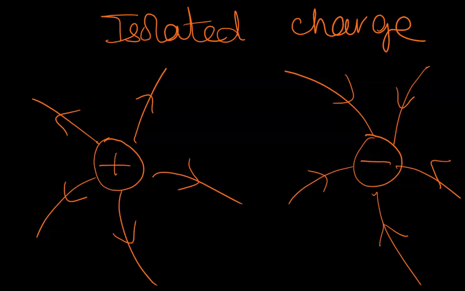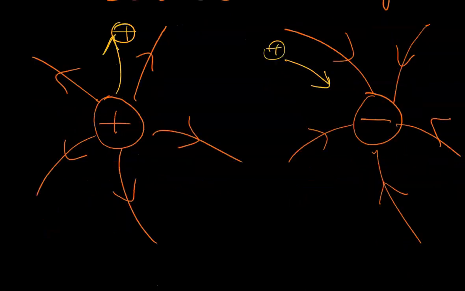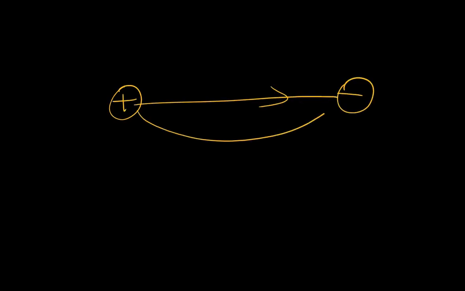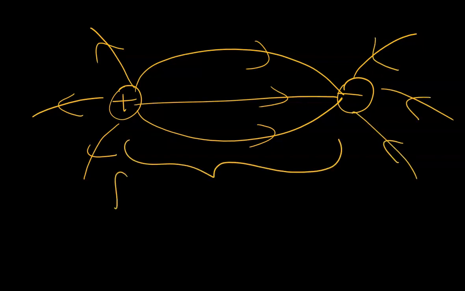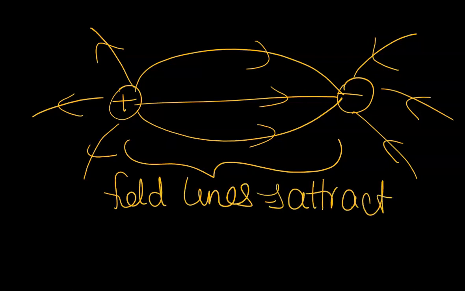Because like charges repel, if I had placed a test positive charge here, it would be pushed away because like charges repel. If I had put a positive charge here, it would have been attracted to the negative charge, right? So that is why unlike charges attract each other. Now here, if I had two opposite charges, the field lines will go from the positive all the way to the negative. They would go out of the positive and they would go into the negative. And typically where field lines follow each other, you would have a force of attraction.